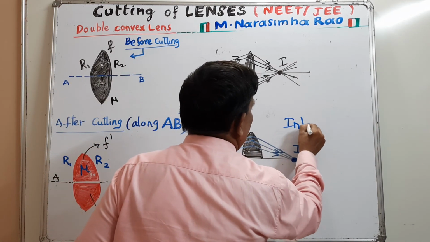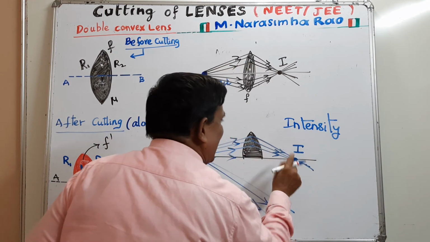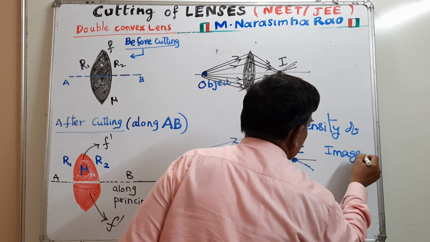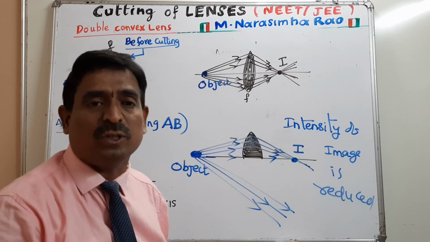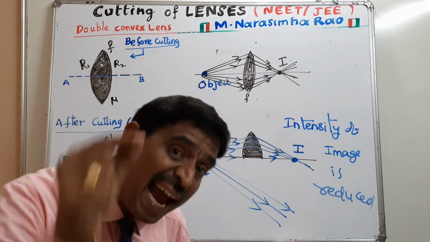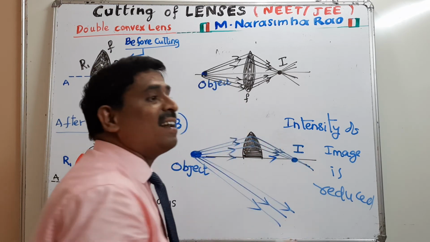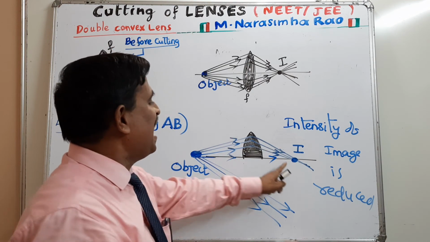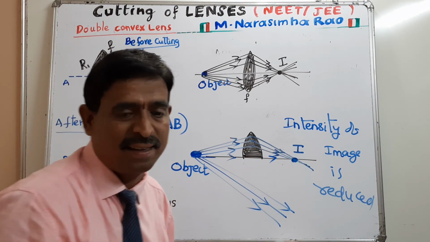After cutting the lens, the intensity or brightness of the image is reduced. The reason is that the number of light rays forming the image on the other side of the lens is reduced. For that reason, the intensity of the image is reduced.